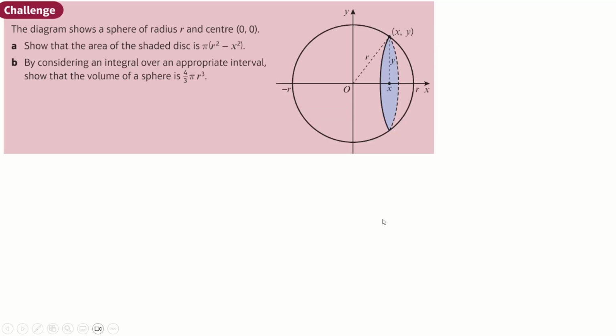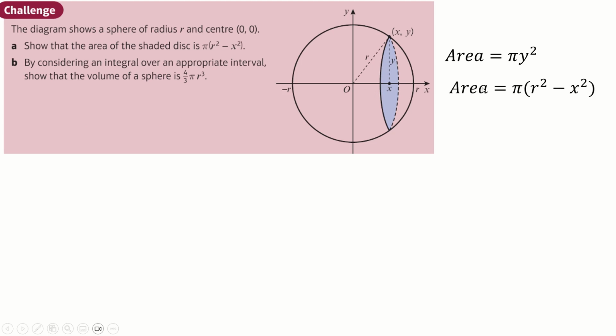Next one is a little proof. Basically, every teacher should do this in class time, like for sure. It's just a thing that everyone should do. This blue area clearly has radius y, so it's just pi times y squared. But y, you can see by Pythagoras, is the square root of r squared minus x squared. So y squared is r squared minus x squared.